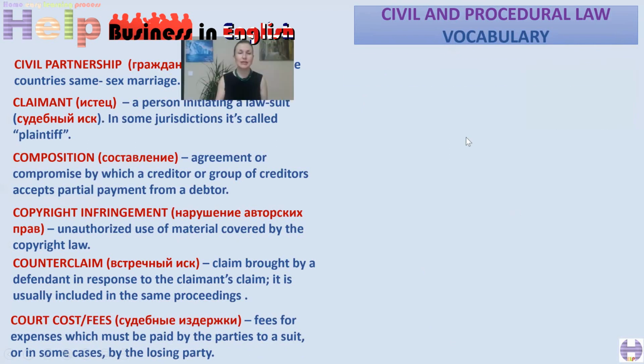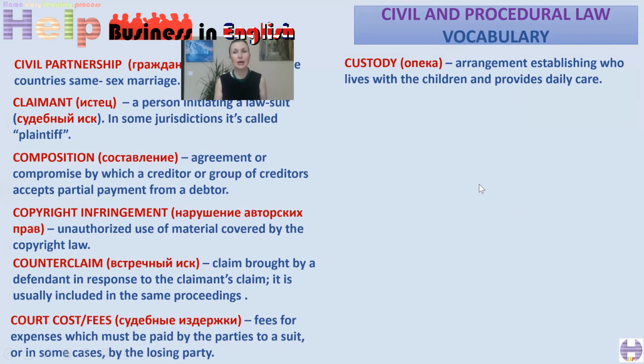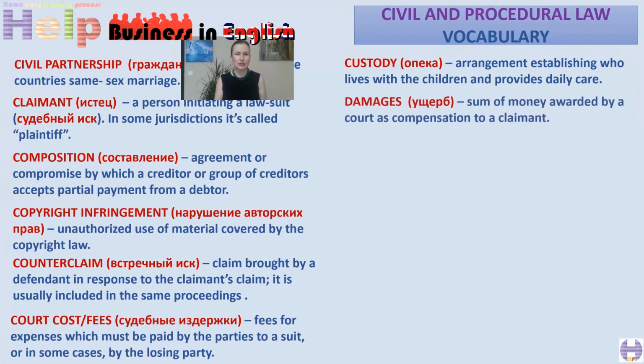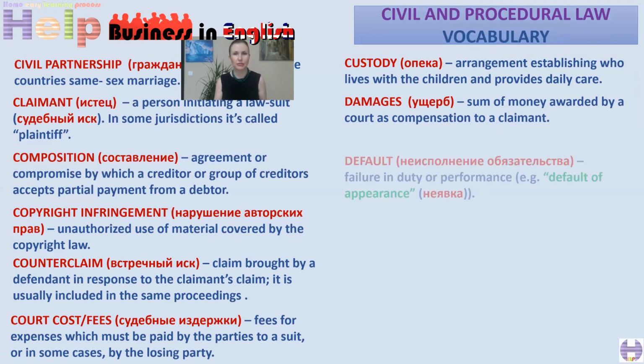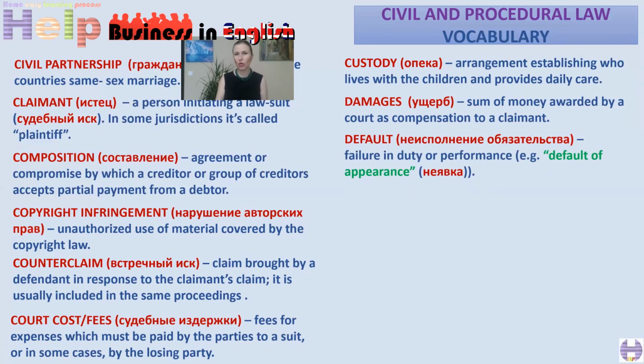And the next one is custody. Custody, опека, arrangement establishing who lives with the children and provides daily care. Damages, ущерб, sum of money awarded by a court as compensation to a claimant. Default, неисполнение обязательства. Failure in duty or performance. For example, default of appearance, неявка в суд.